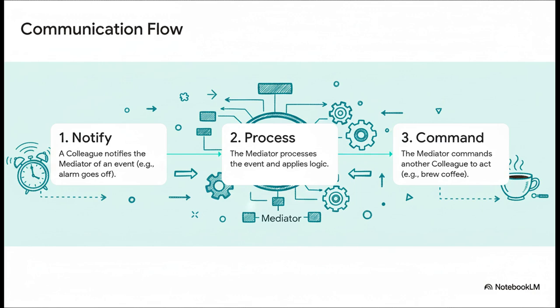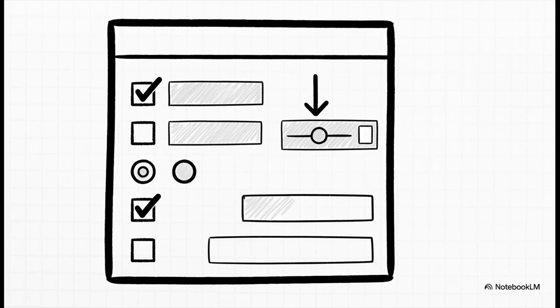First, a colleague, let's say the alarm, tells the mediator, hey, the alarm just went off. Second, the mediator, which contains all the system's logic, processes that event. And finally, the mediator sends out a command to another colleague, telling the coffee machine, okay, time to start brewing. Simple, clean, and centralized.